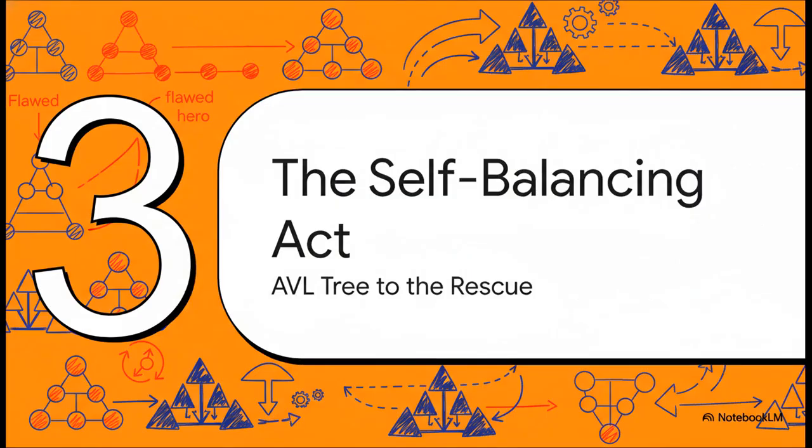So our original hero is deeply flawed. But don't worry, because a new hero is about to step onto the scene, the AVL tree. It's a genius evolution of the BST, and it was designed specifically to make sure that worst-case scenario can never, ever happen.